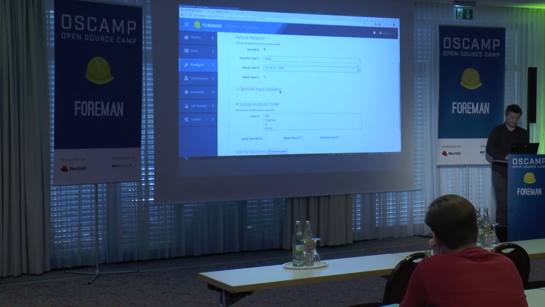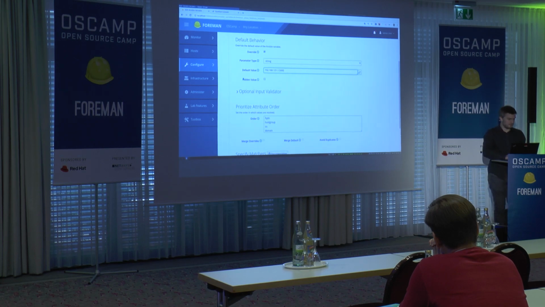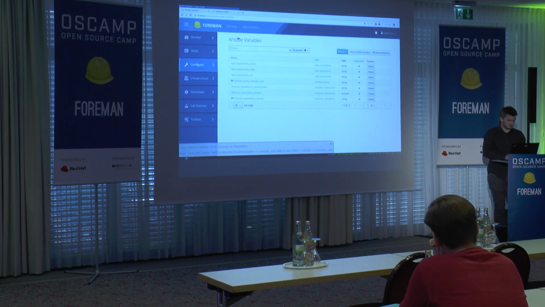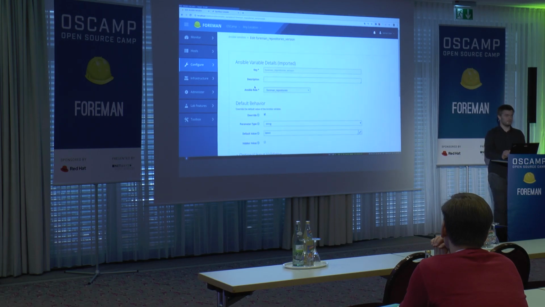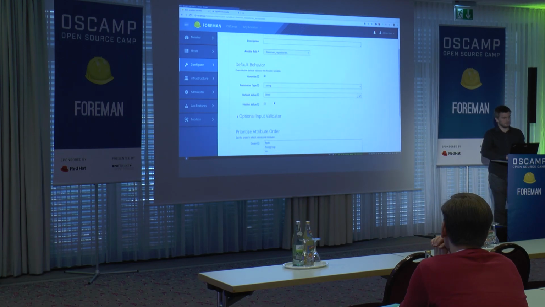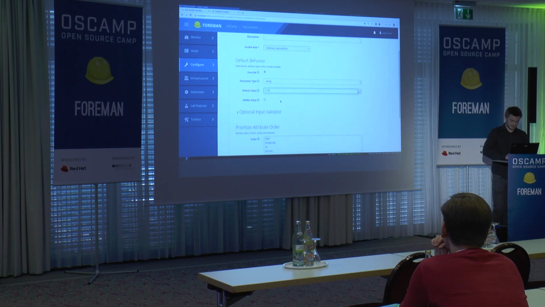What I can do next, I can override this variable per host. This wouldn't be so useful because I have just one Foreman, right? But I can, for example, override for the Foreman repositories. I can override the version of the repository which gets installed. So in a few days, hopefully, I would put 124. But now I will put 120.23 as a default.